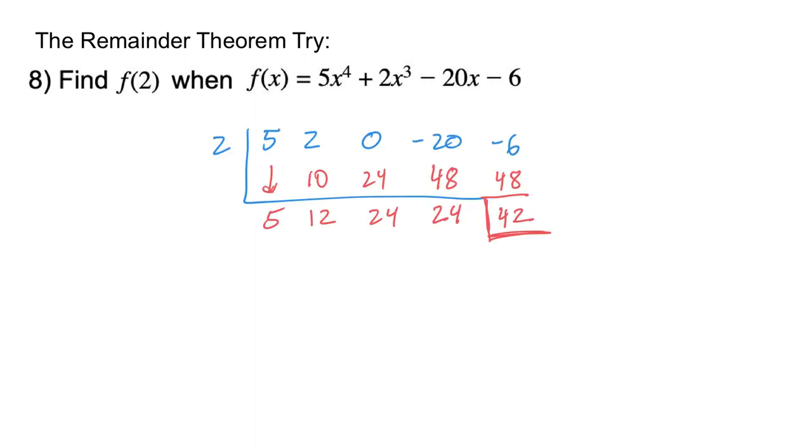Your answer with synthetic division should look a little something like this, and you will see that f of 2 is equal to 42. Check yourself in your calculator, make sure you got it right. It's always what the remainder is right there.